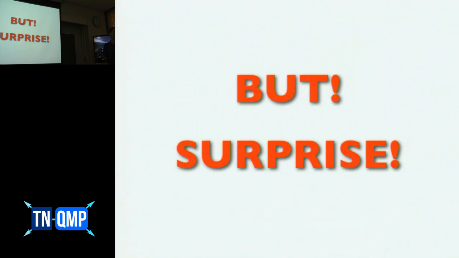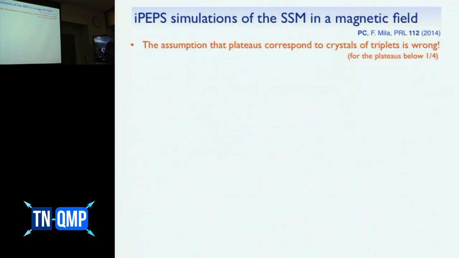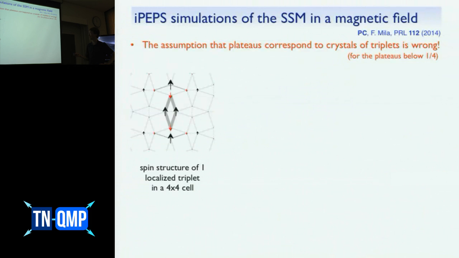Namely, it turned out that this original theoretical assumption that these crystals are made of these triplets was actually wrong, right? And that was really unexpected. It turned out that these crystals are actually not made of triplets. So let me show you what we actually obtained here.